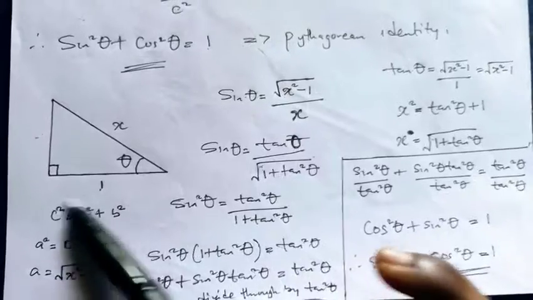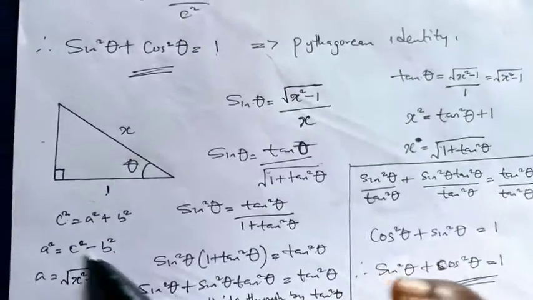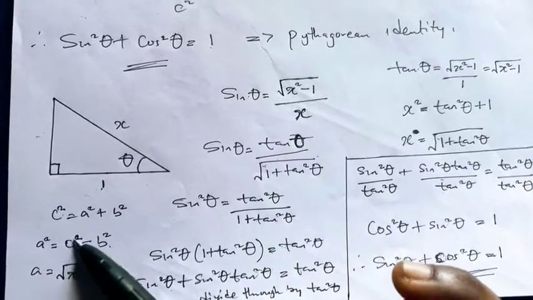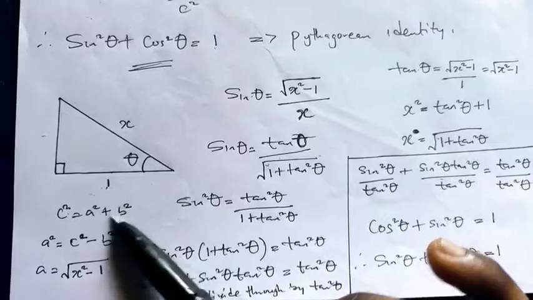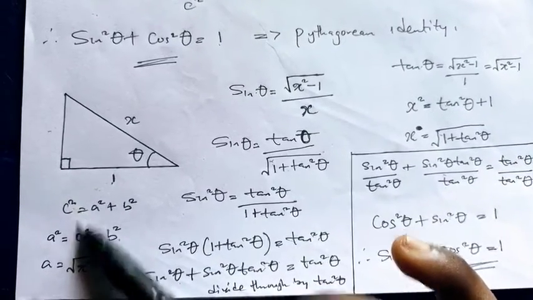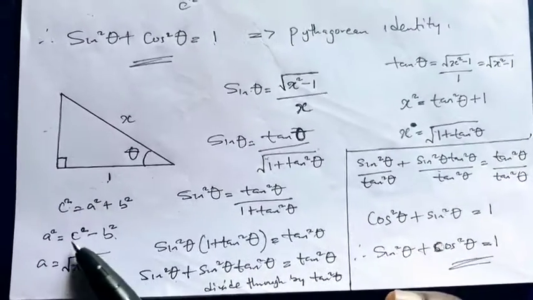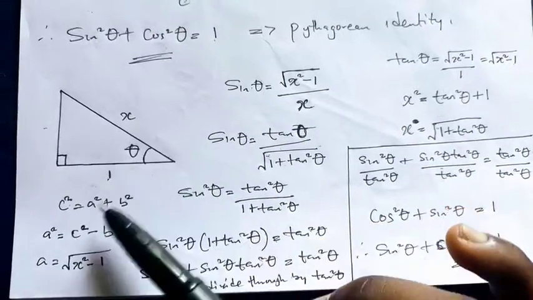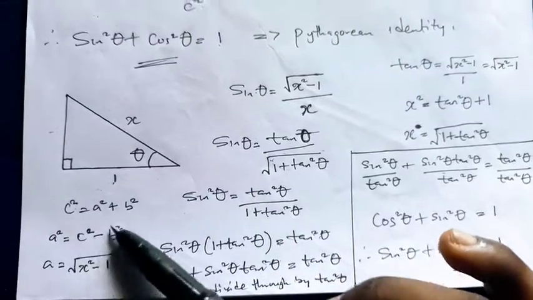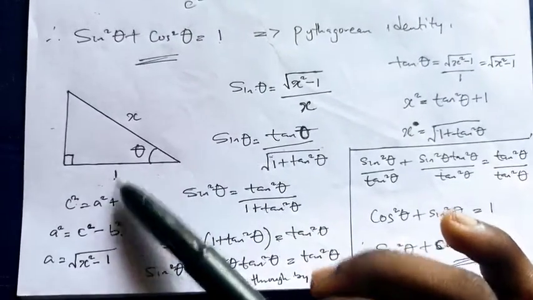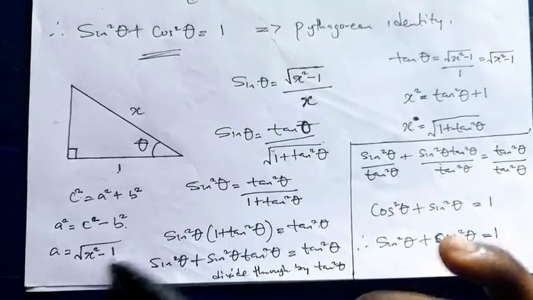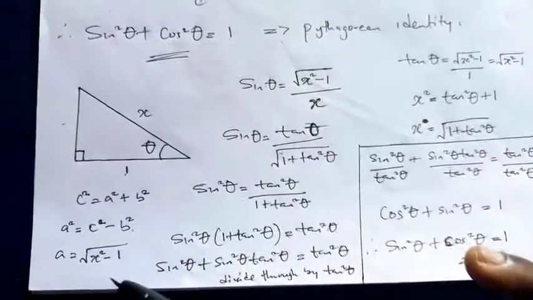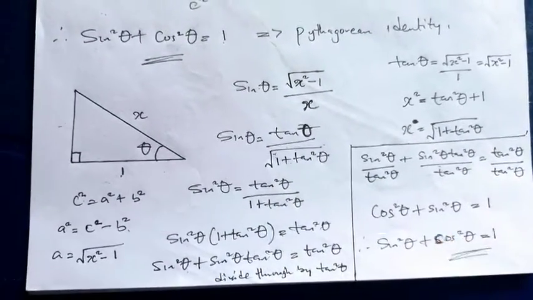Evaluating this particular Pythagoras theorem, I get my a square will be equal to my c square minus my b square, where my b square is taken to the other side of the equation to become a negative b square. Since I know my c square is x square, I square my x, and my b square, which is here, is just 1. 1 square is 1. Now, taking the square root of both sides, I'll have that my a, which is the unknown side here, is equal to the square root of x square minus 1.